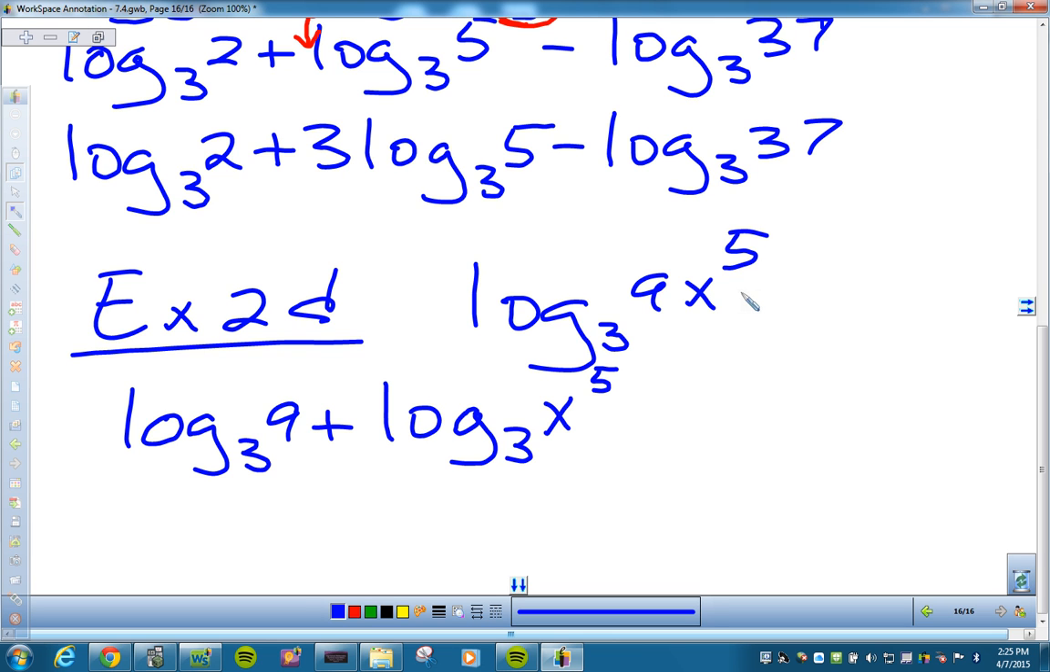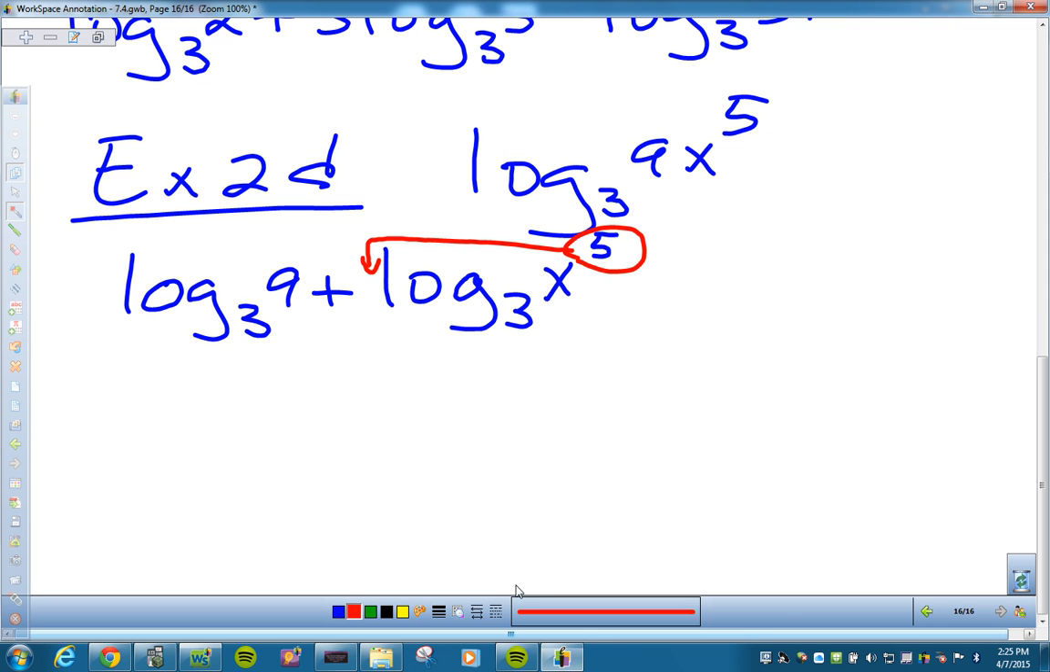Okay? So now we can use the power property here to write that 5 in front. What's log base 3 of 9 equal? 2. Who said 2? Nice. I'll show you why it equals 2 for those of you that didn't get that. So I'm going to rewrite the second part first: 5 log base 3 of x. So we're done there, can't do anything else.